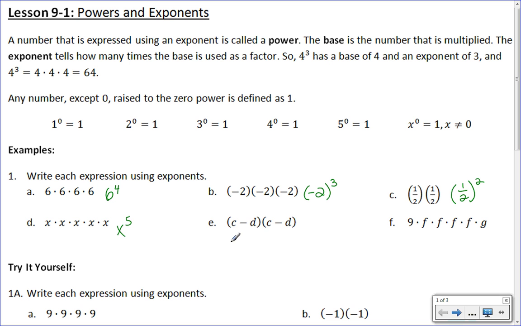Now for e, this looks a little different, but you see we have the same factor twice, c minus d and c minus d. So this is c minus d squared. And for f, we have a 9, and then we have an f multiplied 4 times, and then a g. So this is 9, f to the 4th, g.